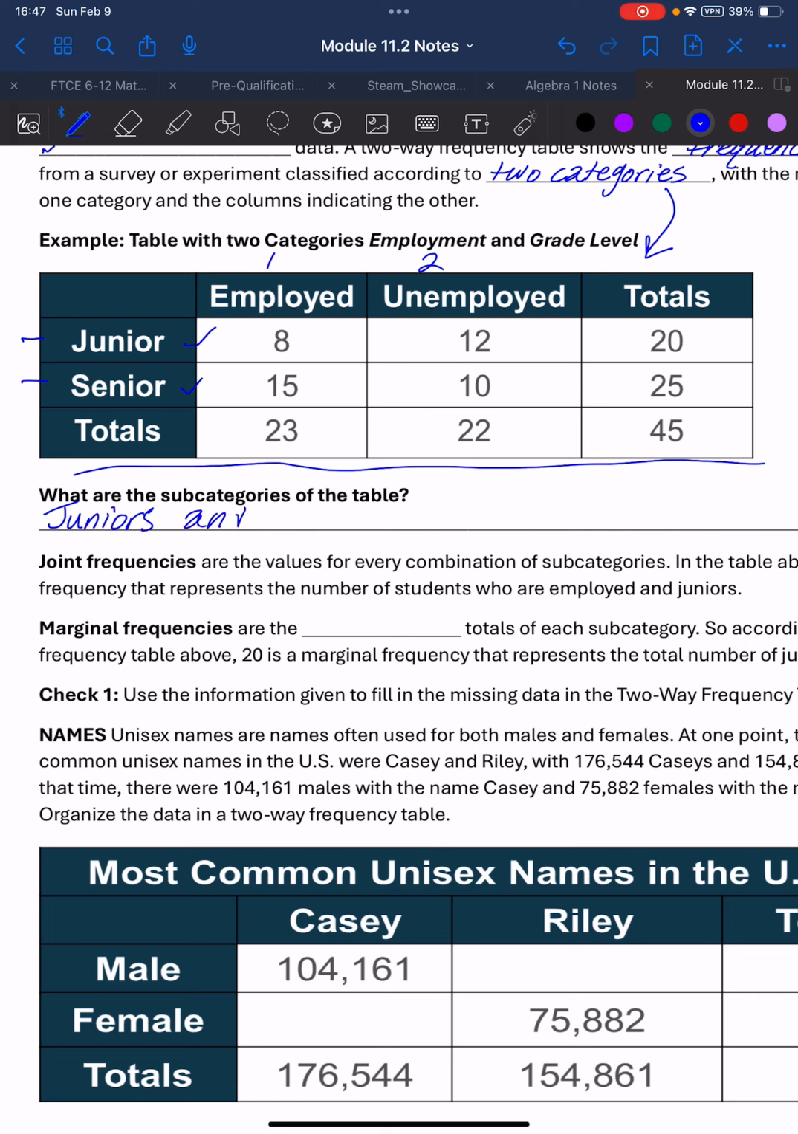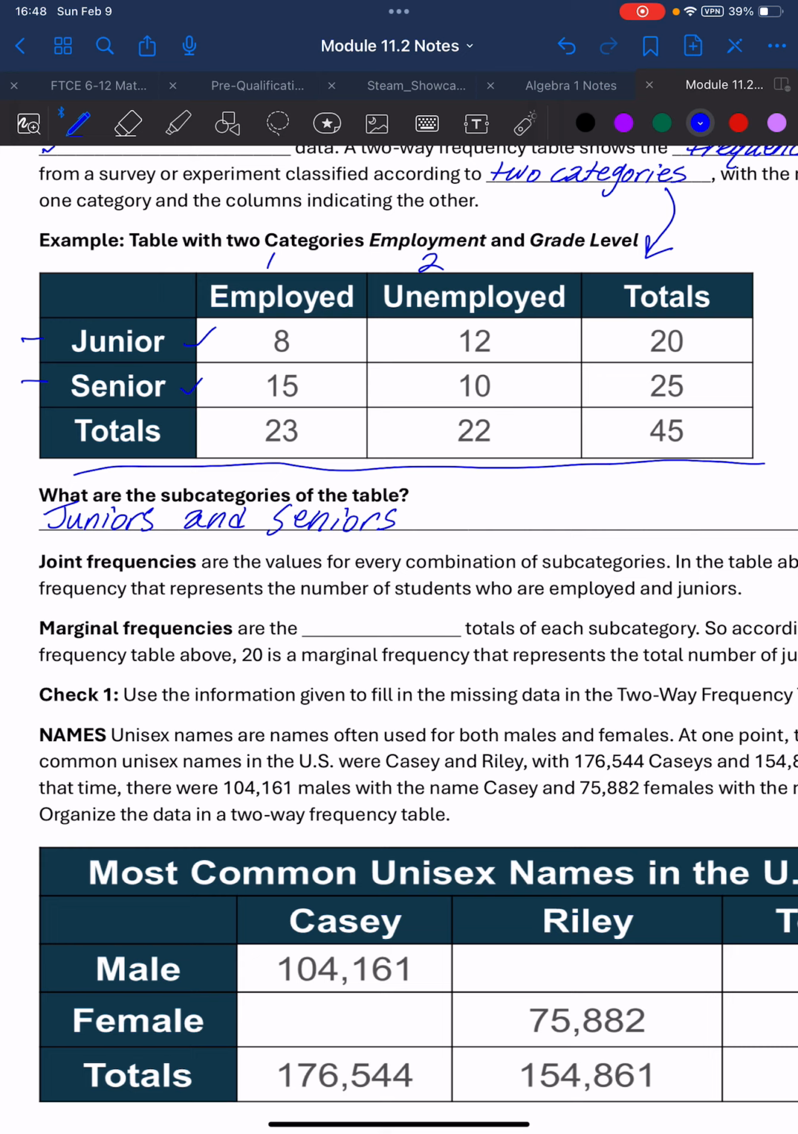Juniors and seniors. Okay, so in this specific case, we have juniors and seniors within high school, and we want to know, out of those juniors and seniors, how many of them are employed, which is our main category, and how many of them are unemployed, okay? So the total amount of employed juniors are 8, okay? And then the total amount of seniors that are employed are 15. Okay, so within the employed category, consisting of both juniors and seniors, total amount that are employed are 23.